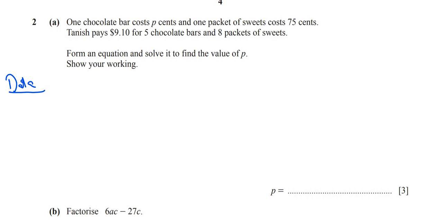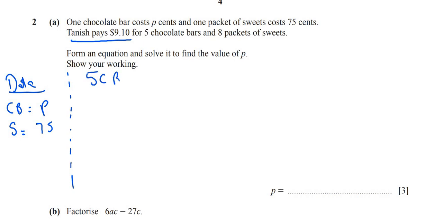One chocolate bar costs p cents, so just write chocolate bar, which is CB. We'll just write CB, everything in short. CB is equals to P, and one packet of sweet S costs 75 cents. This is the data. Now it says Tanish pays $9.10 for 5 chocolate bars and 8 packets of sweets. So in equation it means 5 CB plus 8 sweets is equals to 9.10.